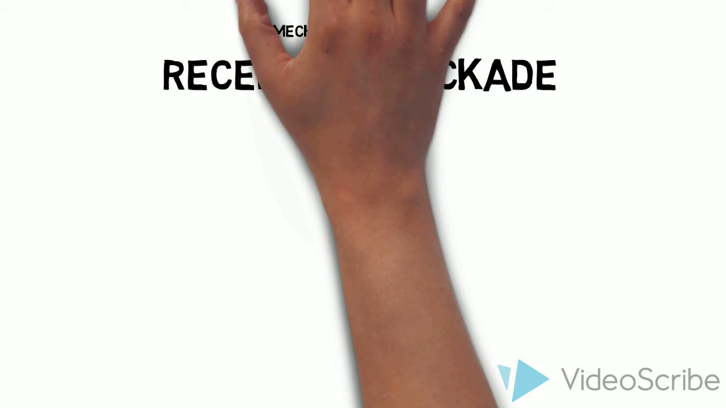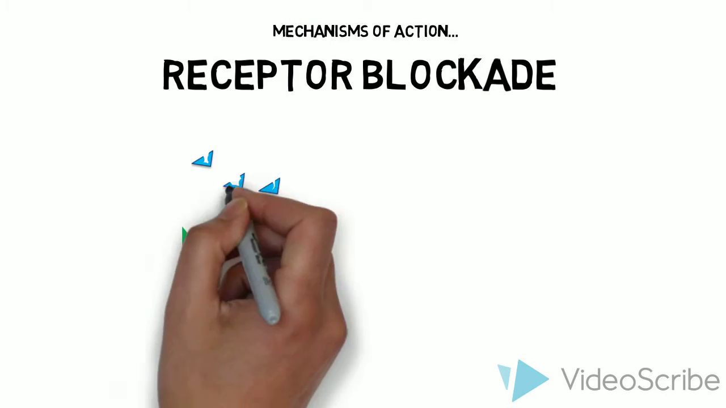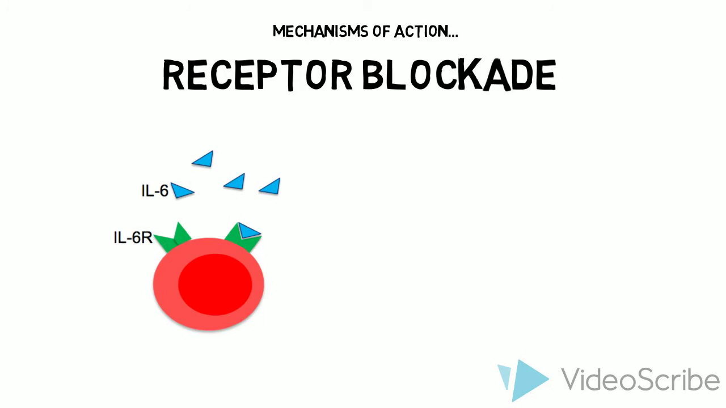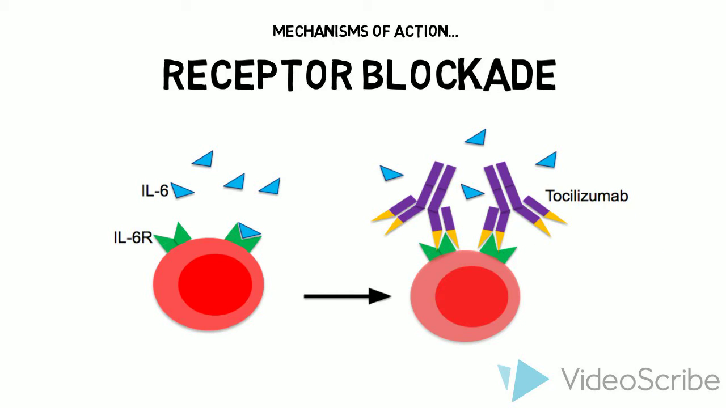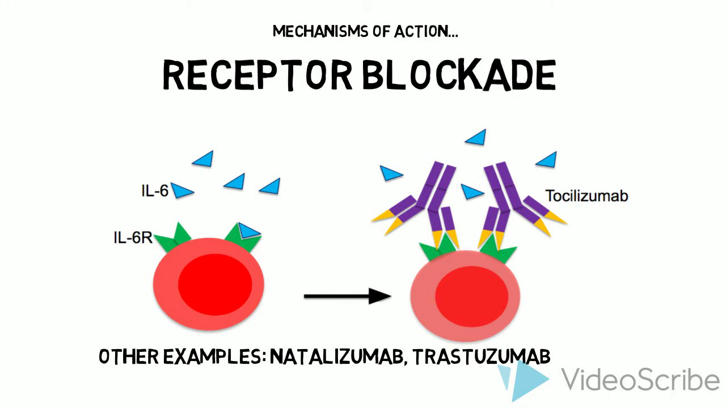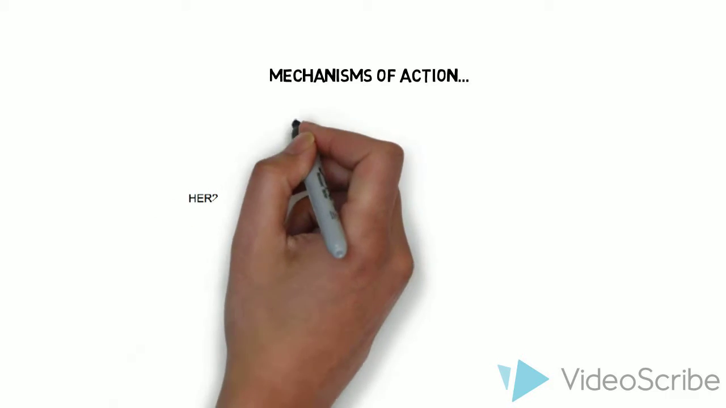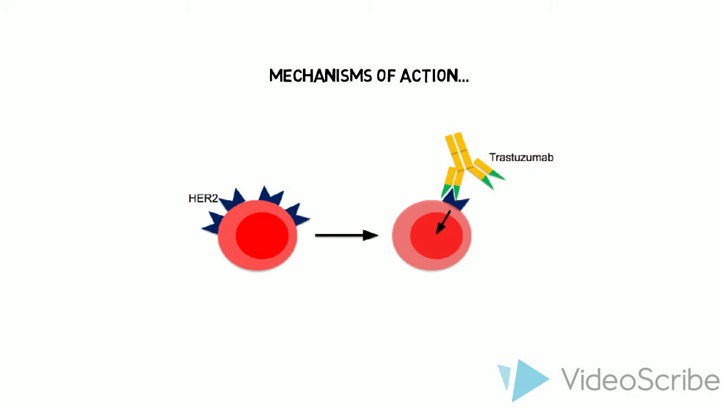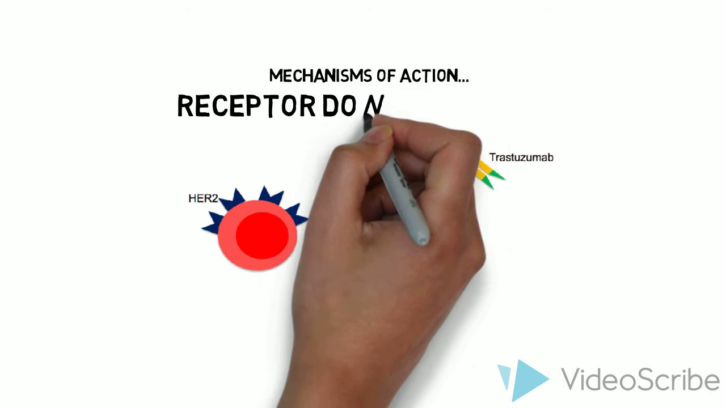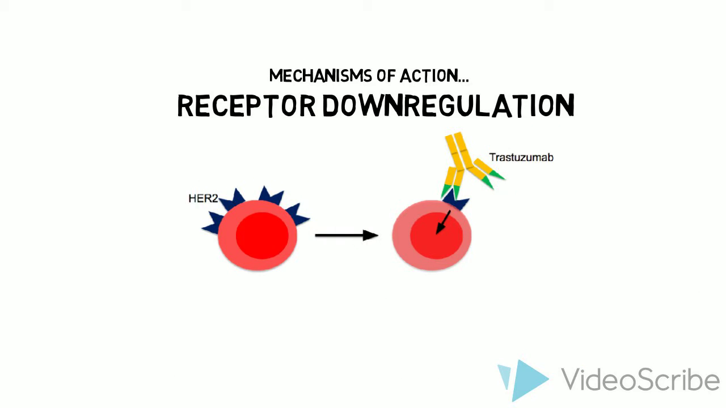Monoclonal antibodies can also cause receptor blockade by binding to the receptor, thus preventing its activation by the ligand. Tocilizumab binds to the IL-6 receptor, obstructing its interaction with IL-6, slowing the progression of rheumatoid arthritis. Trastuzumab is used for HER2 positive breast cancer and has multiple actions. It binds human epidermal growth factor 2, HER2, resulting in receptor down-regulation, halting proliferation of breast cancer cells.